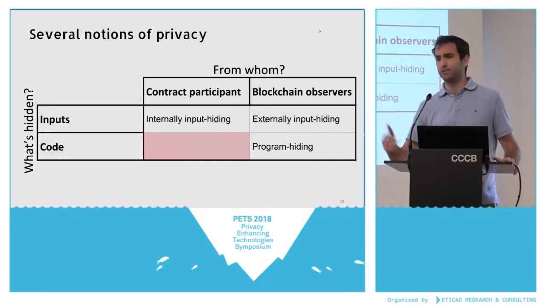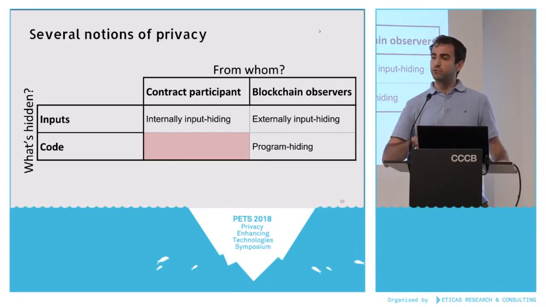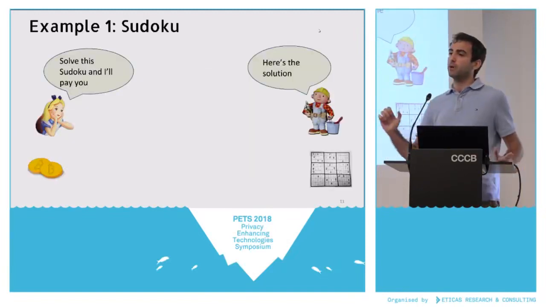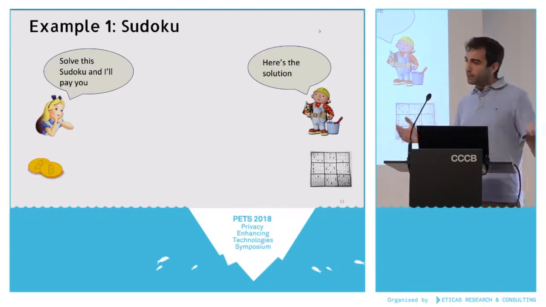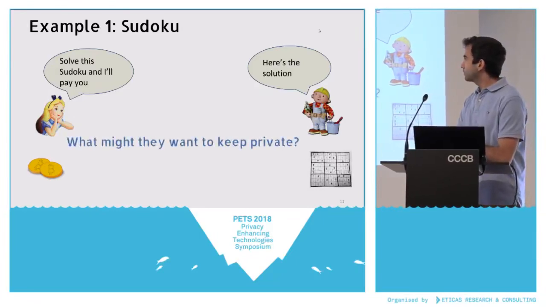And now, to motivate this, I want to go through several examples. These are toy examples, but they show the power of smart contracts and the necessity for them in different applications. The first one is the Sudoku game. It's a simple contract where Alice says, hey, here's a Sudoku puzzle. Can someone tell me the solution? I'll pay you for that. And Bob says, yeah, sure, I can tell you the solution.